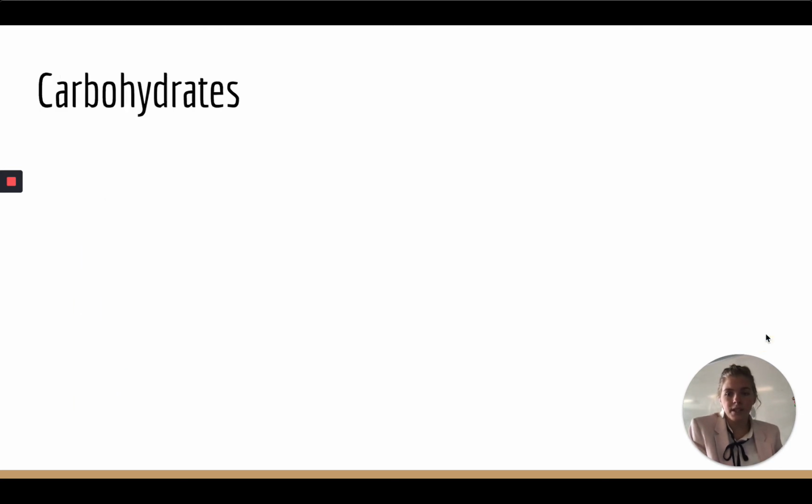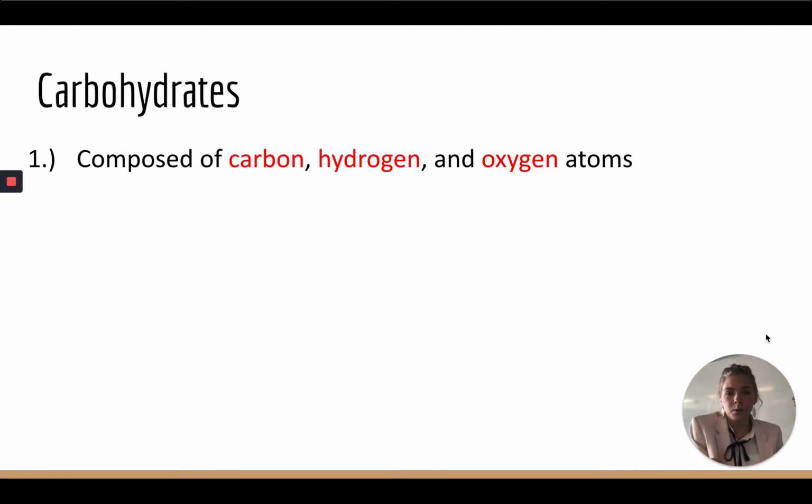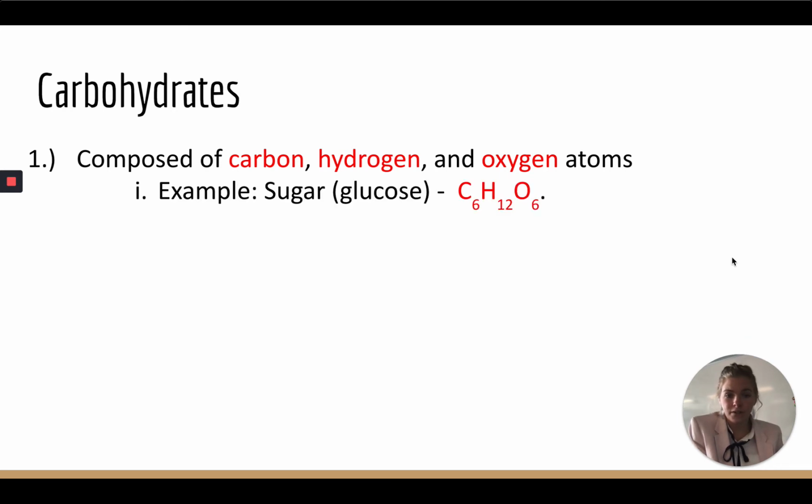So, carbohydrates. Carbohydrates are composed of carbon, oxygen, and hydrogen atoms. Sugar, for example, is a carbohydrate. A carbohydrate is any type of sugar. Anything with breads or anything like that is a carbohydrate. And glucose is C6H12O6, which you'll need to know later in this unit.